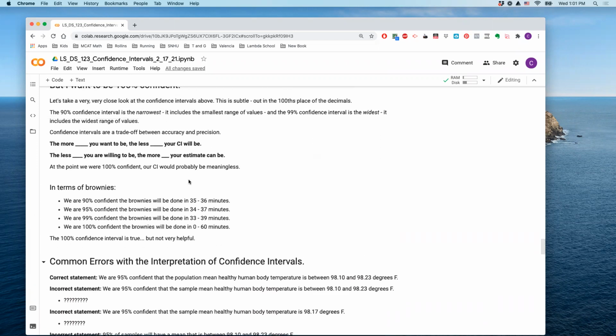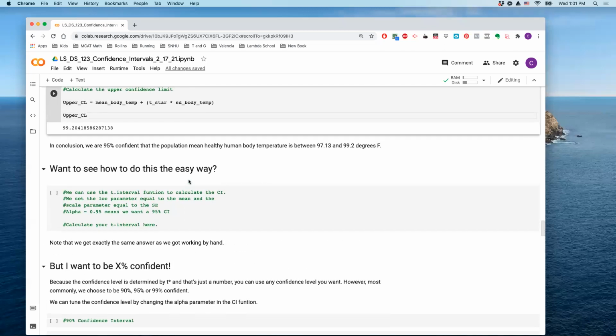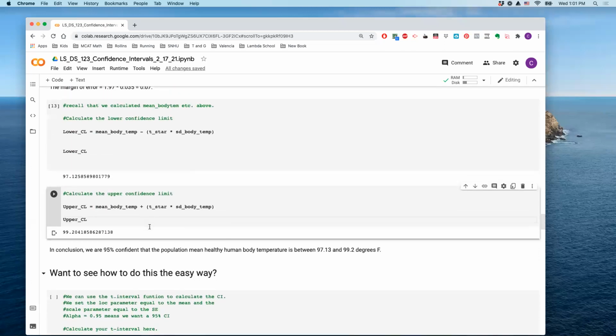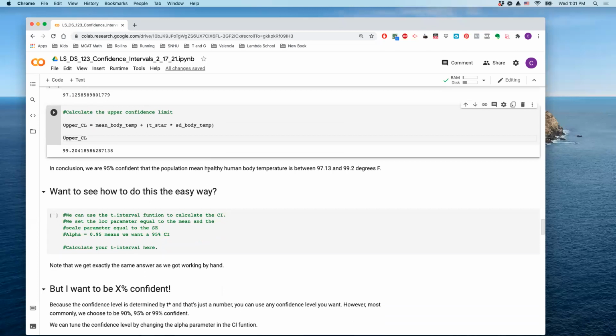So I don't know absolutely 100% for sure that the true population mean healthy human body temperature is within this range, but I'm pretty darn sure it is. There's a 5% chance that it's not between these two numbers, but I have a pretty high level of confidence, 95% confidence, that it is. I think this is with a high degree of certainty. I think that's a good estimate of the true population mean.